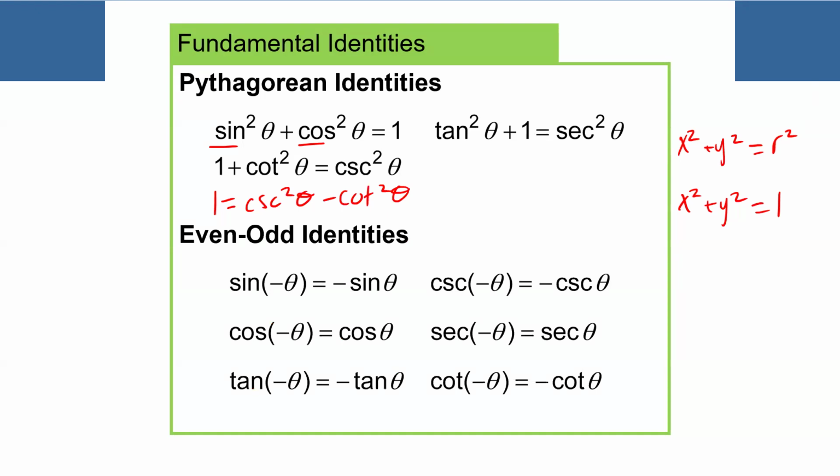Next are even odd identities. So your even odd identities are saying what trig values are going to be equal to each other, with one being negative and the other being positive. Well, the angle being negative or the actual trig value being negative. So for example, if I have a negative angle of sine, that means that it's equal to the negative sine of the positive. And it just keeps going. Okay. So the pattern just continues.